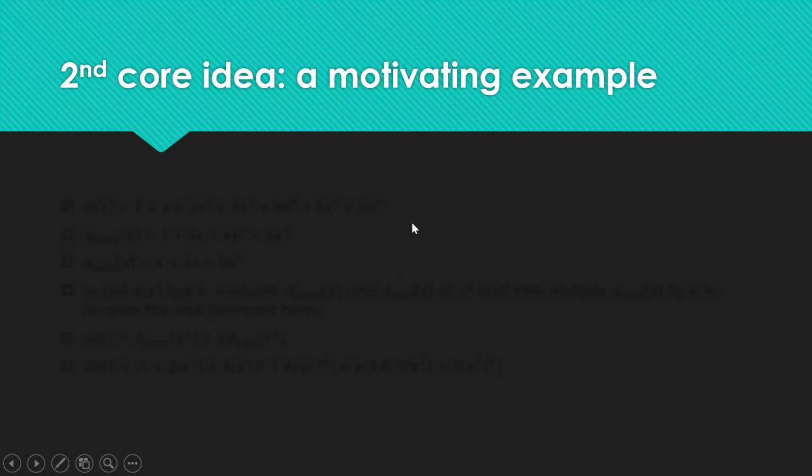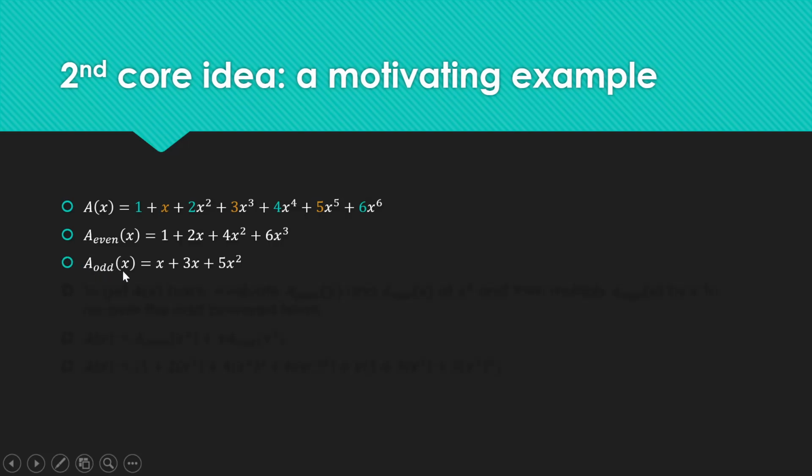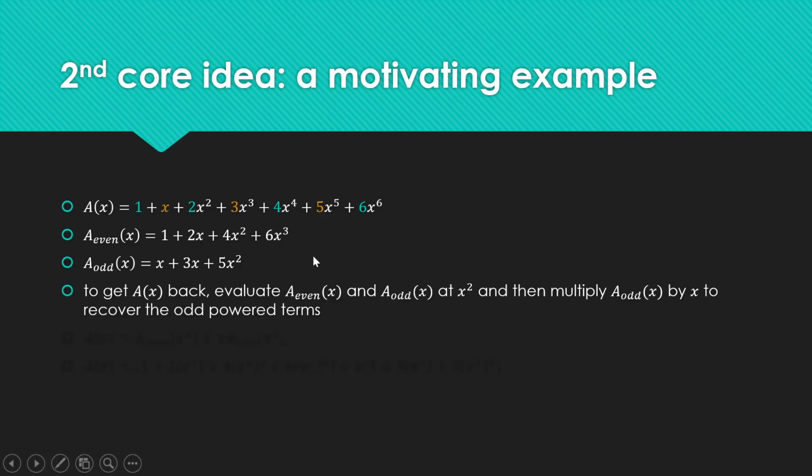So I'm just going to give a motivating example here. Given this polynomial, if we are going to split it, let's take the even index coefficients here, indicated by blue-green. So that would be 1, 2, 4, and 6. And we give them new powers of x. Same goes for the odd index coefficients, in orange, 3 and 5.